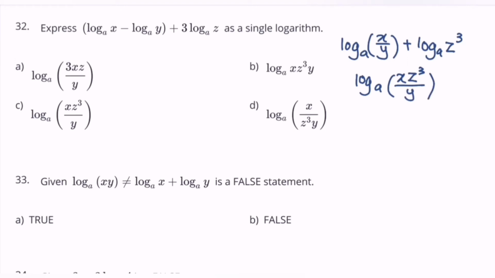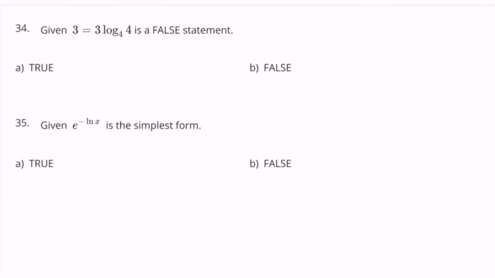So in here, kindly refer to the situation for question 32, and we notice that the answer is C. Next, for question 34, given the situation, 3 is equal to 3 multiplied with log base 4 to the value 4. So for the situation, it is equal for both sides. But the statement given says it is a false statement. So the answer for question 34 would be B, which is false, because it is correct for both sides.